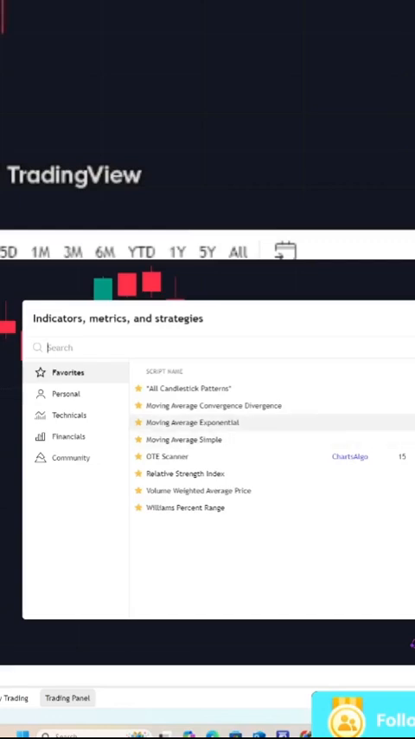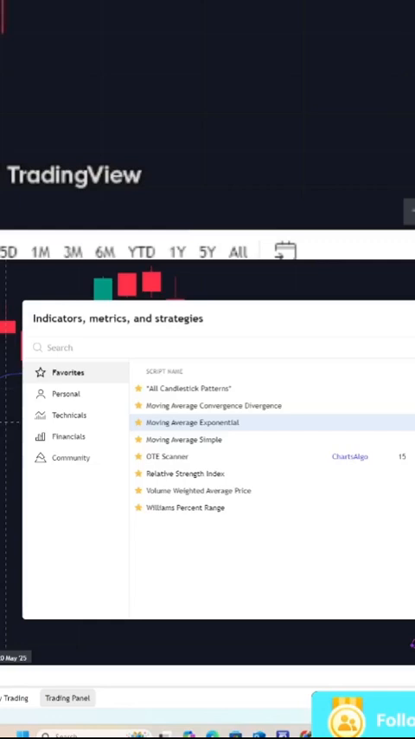We have what you call the moving average exponential, and we have the simple moving average. Both of them are similar, the same. But myself, most people like to use the exponential because the exponential is stronger. I'm going to use the exponential first. We click on it, and it's already been added to your chart.